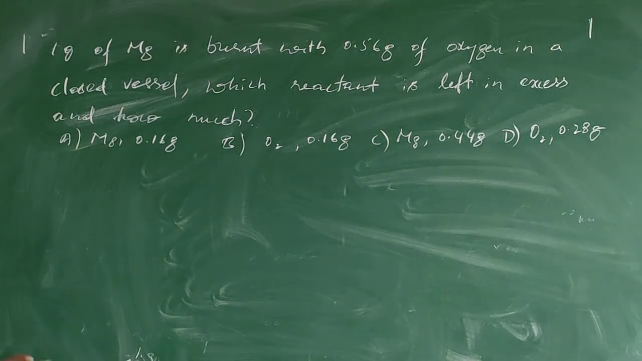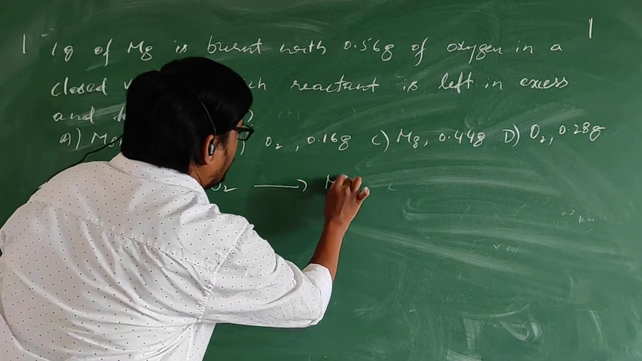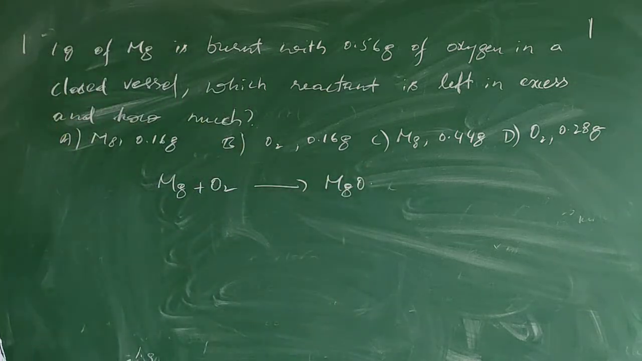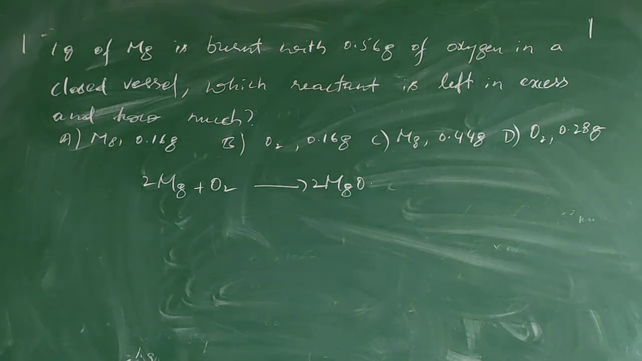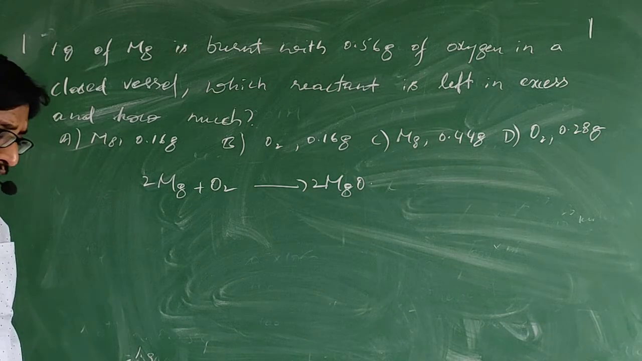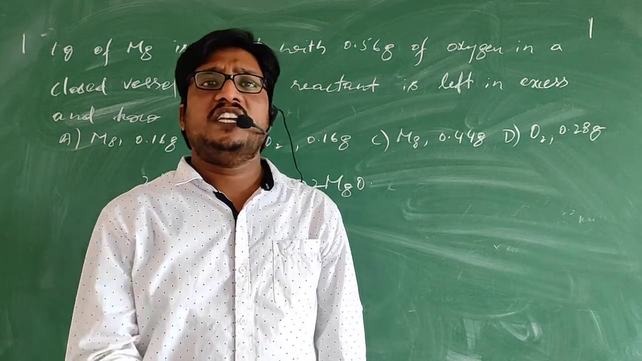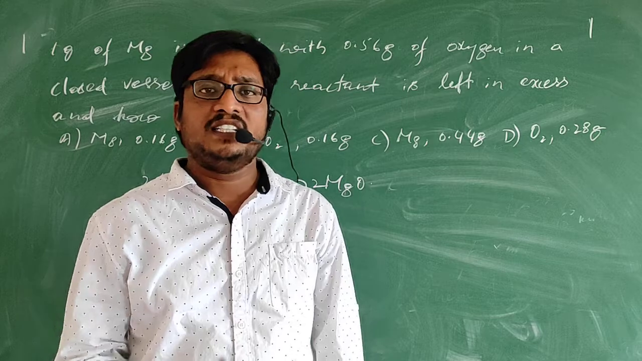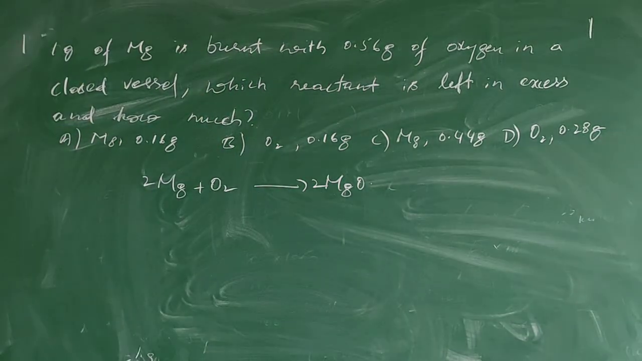Let us first take the reaction. Magnesium reacts with oxygen to form magnesium oxide. This is the reaction. We need to balance this reaction. So we have balanced the reaction. Okay. So in order to know which reactant will be left in excess, we need to know which is the limiting reagent. If you know that, we can easily say which reactant is left and how much amount of that is left. First we will calculate it. Okay. So before calculating that, let us see the standard thing.